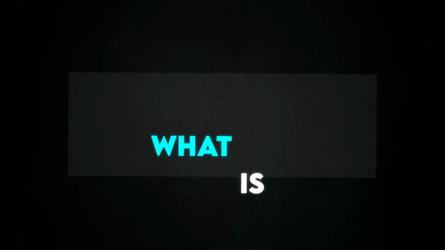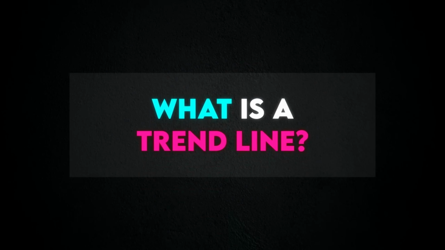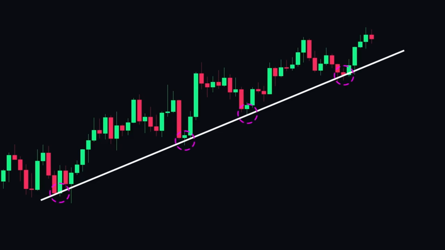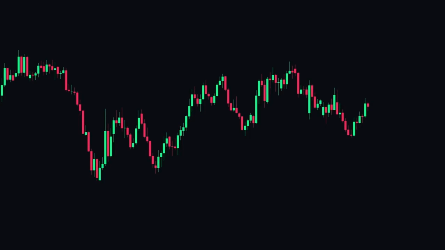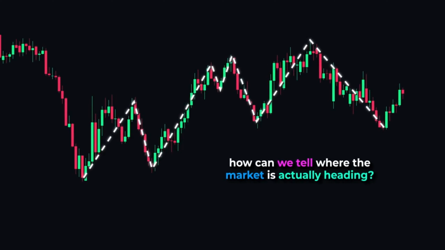For your next trade. First, what is a trend line? A trend line is a straight line drawn on a chart that connects two or more swing points in price. Let's look at an example in this chart. We can see that price is fluctuating, moving up and down repeatedly. So with all these movements happening, how can we tell where the market is actually heading? Simple, we draw a trend line.